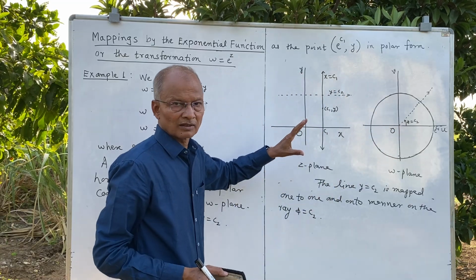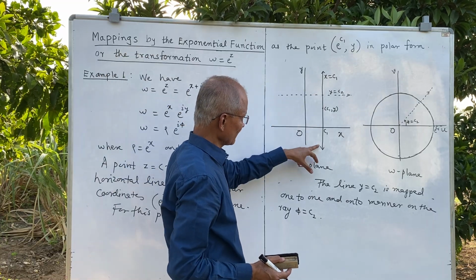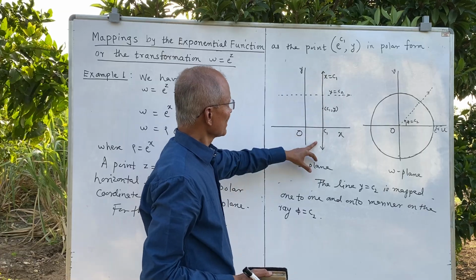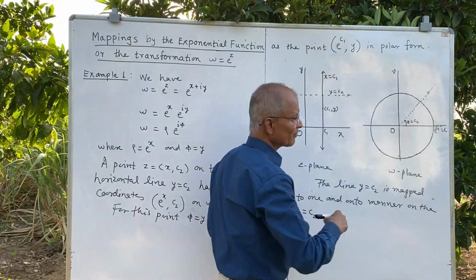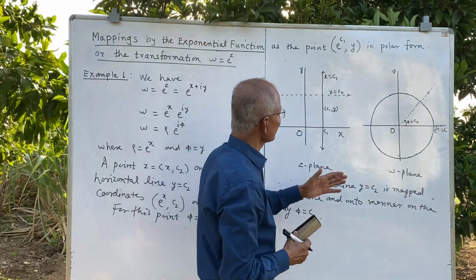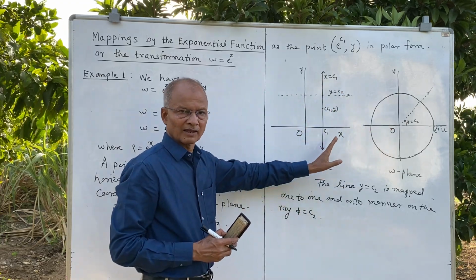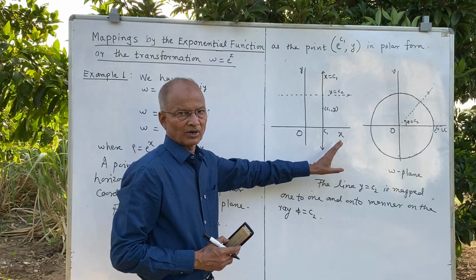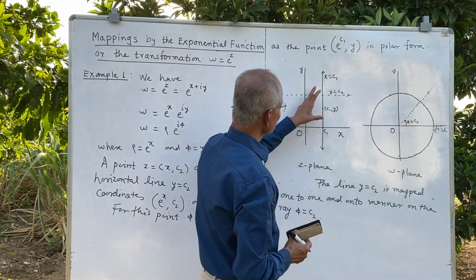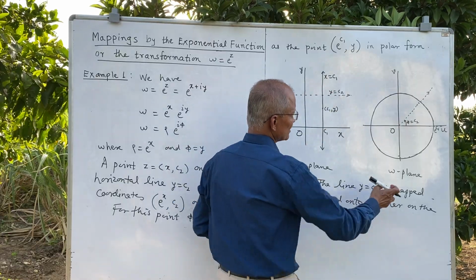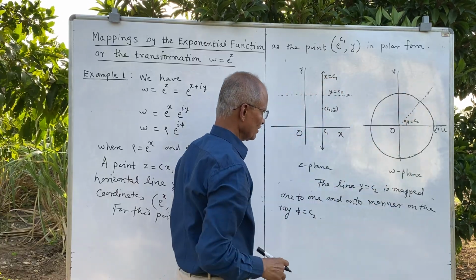And thus we have seen that the transformation W is equal to e power z transforms a vertical line x is equal to C1 into this circle, and this mapping is not 1 to 1, because if y varies from 0 to 2 pi, up to that it will remain 1 to 1, but after that the values will repeat, or this rotation will repeat. But this vertical line is mapped on the circle, and this horizontal line is mapped on this ray, which is 1 to 1 and onto.